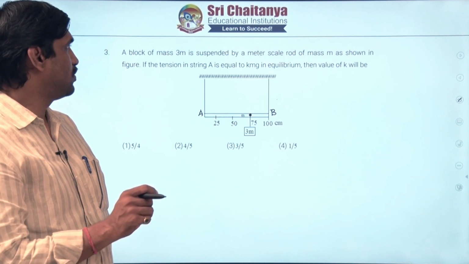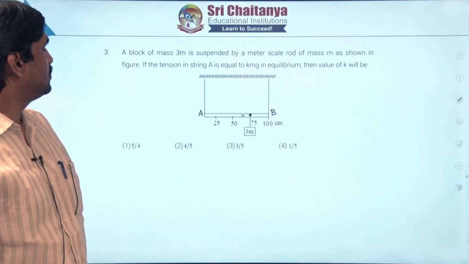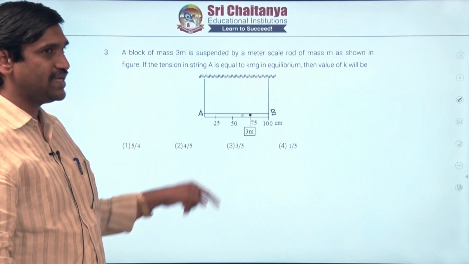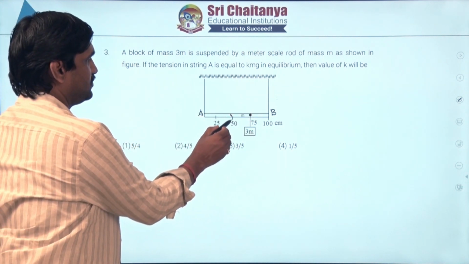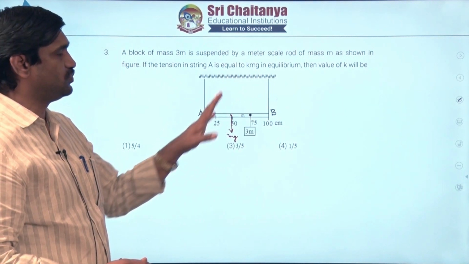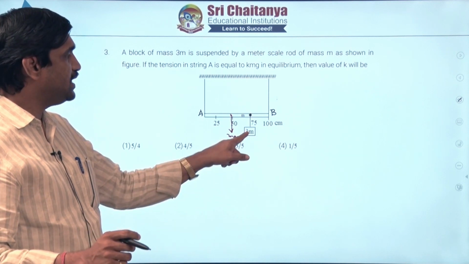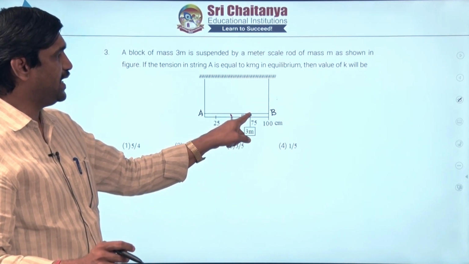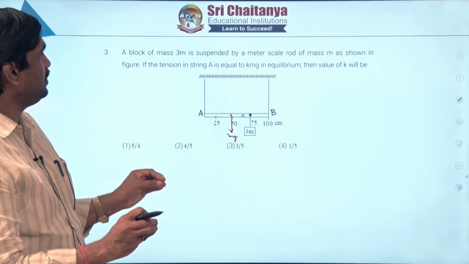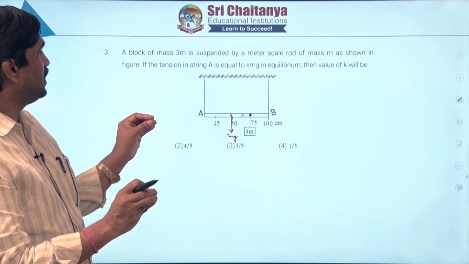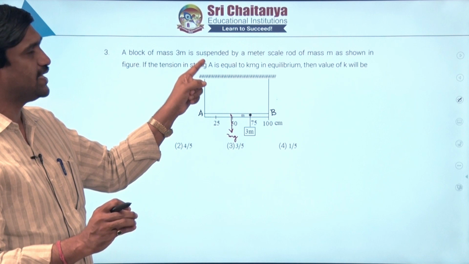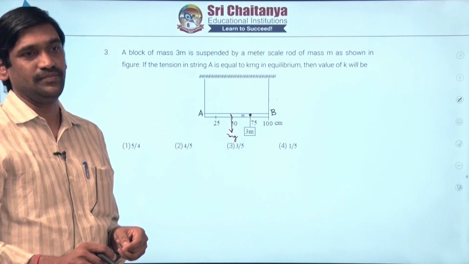Now we are going to the third question. In the third question, a meter scale having mass m, its mass at the center, is suspended by means of two ropes, and another mass 3m is suspended at a point 75 centimeter from A. Now they are asking, they have given tension in A is kmg. What is the value of k?